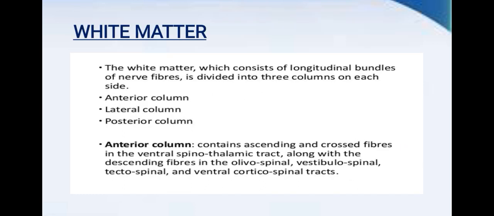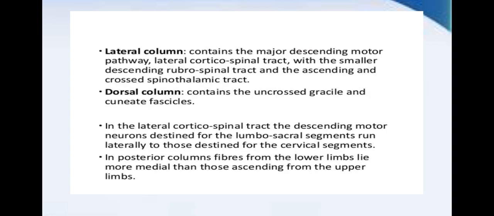White matter consists of longitudinal bundles of nerve fibers and is divided into 3 columns on each side: anterior column, lateral column, and posterior column. The anterior column contains ascending and crossing fibers in the ventral spinothalamic tract, along with the descending fibers in the olivospinal, vestibulospinal, tectospinal, and ventral corticospinal tracts.